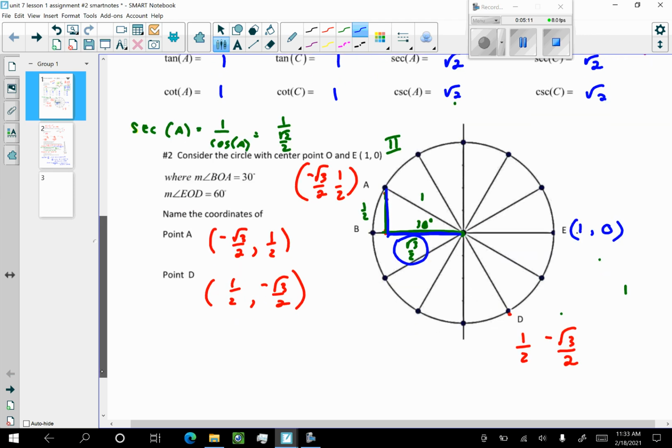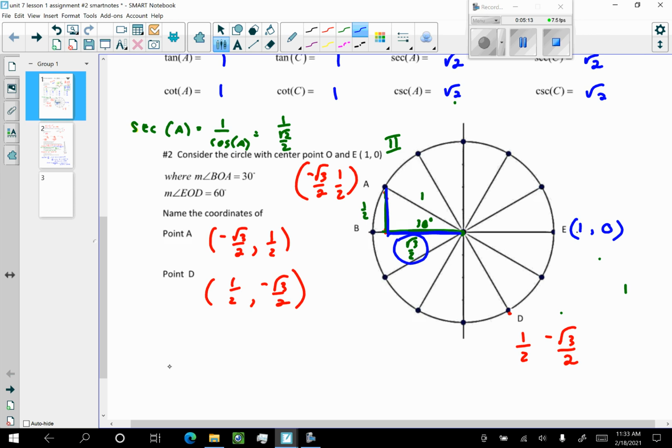And in like manner, we're going to get the coordinates of point D. For the coordinates of point D, I'm going to look at this right triangle right here. And they tell me EOD is 60. So what do I have? I have another 30, 60, 90.